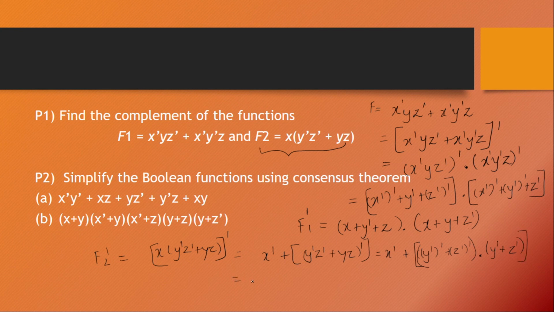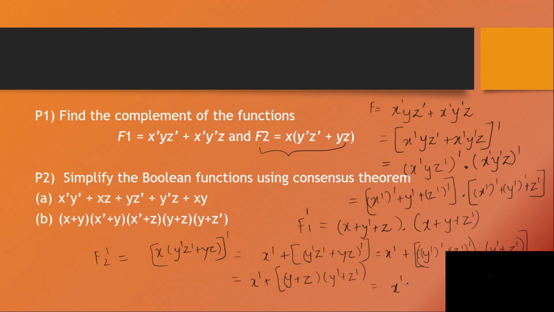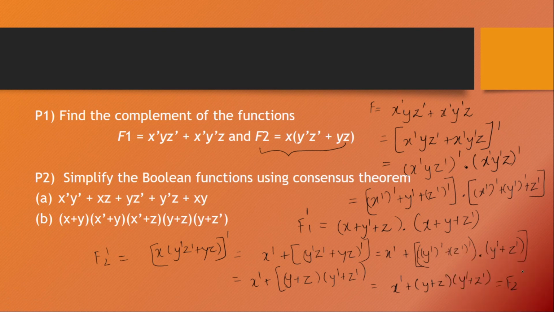If I rewrite that expression, that gives me x complement plus y complement the whole complement, which is y, plus z complement the whole complement, which is z, into y complement plus z complement. So that ultimately gives us x complement plus y plus z into y complement plus z complement. This is your final function, which is represented as f2 complement.